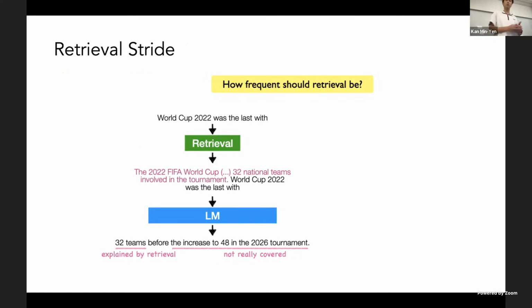The first one is called retrieval stride. I also show a case example here. For example, let's say the input is "World Cup 2020 was last week's what?" And if we just retrieve one time and retrieve the text in the pink color, we probably cannot get the correct answer, because the number of teams in 2026 is not in the retrieved document. So we need to retrieve more frequently, but how frequent should it be?